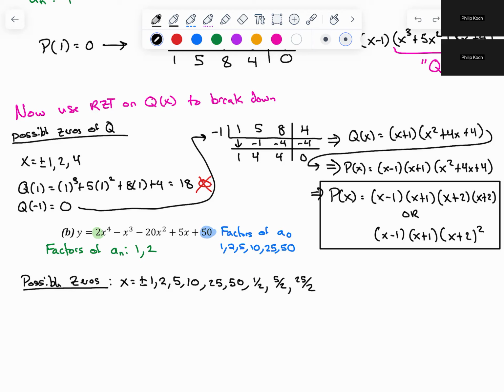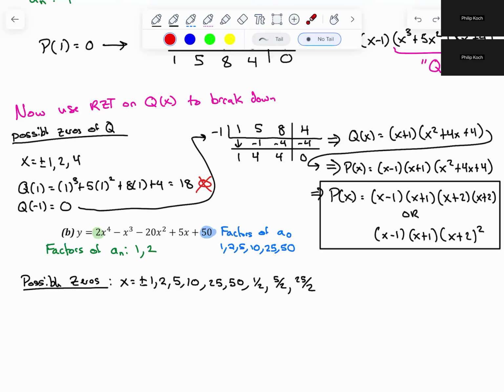Then we move on to the next factor of a sub n as a denominator. So 1 over 2, that's 1/2. 2 over 2, that's 1. We already listed that. 5 over 2, that's new. 10 over 2, that's 5. We've already listed that. 25 over 2, that's new. 50 over 2, that's 25. We've already listed that. So those are our possible zeros.